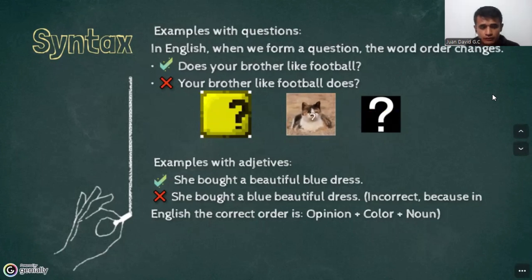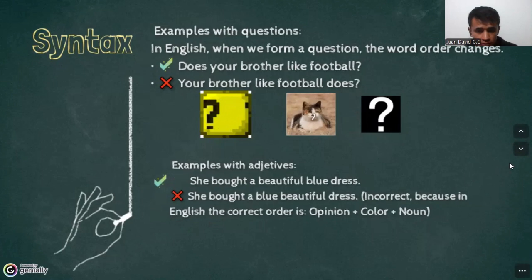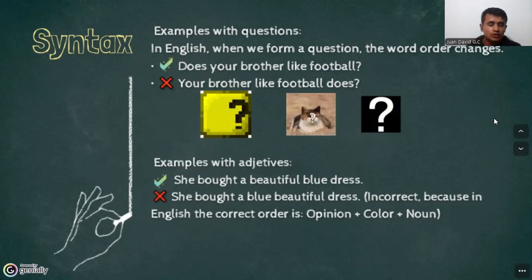And examples with adjectives. "She bought a beautiful blue dress." That is correct. But another example like "she bought a blue beautiful dress" is incorrect, because in English the correct order is opinion plus color plus noun. So let's continue with our class.